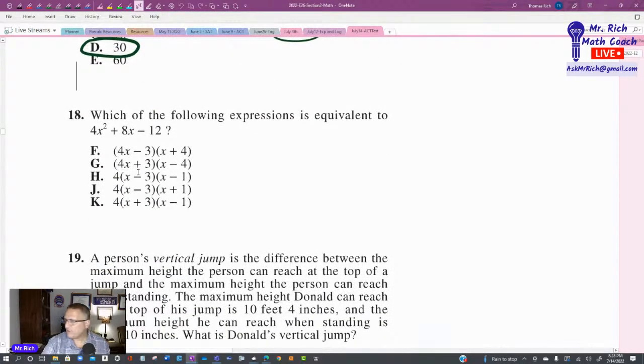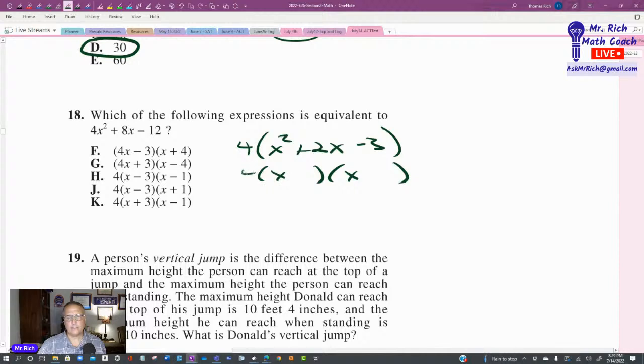18, which of the following expressions is equivalent to 4x squared plus 8x minus 12? My answers have a 4 factored out, so I think I'm going to go ahead and factor that 4 out. x squared plus 2x minus 3. Okay, and so that's going to factor like this, negative 3 and positive 2. So that's going to be x plus 3 times x minus 1. I like K right there.